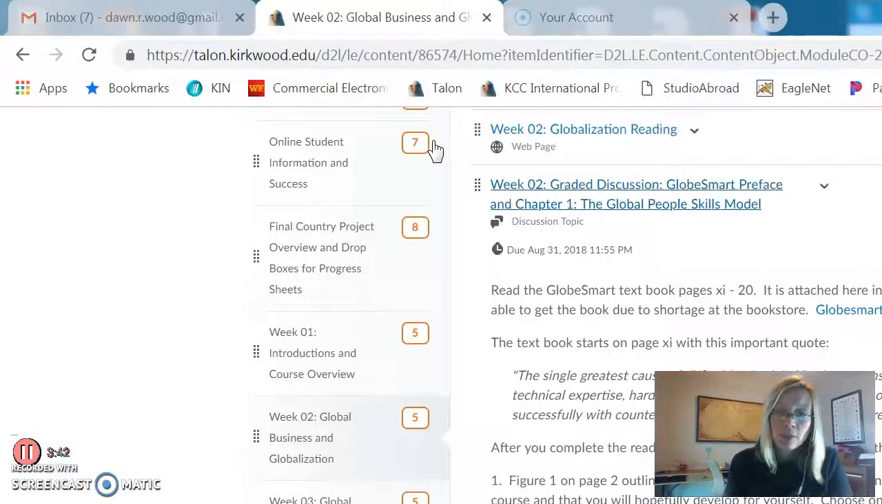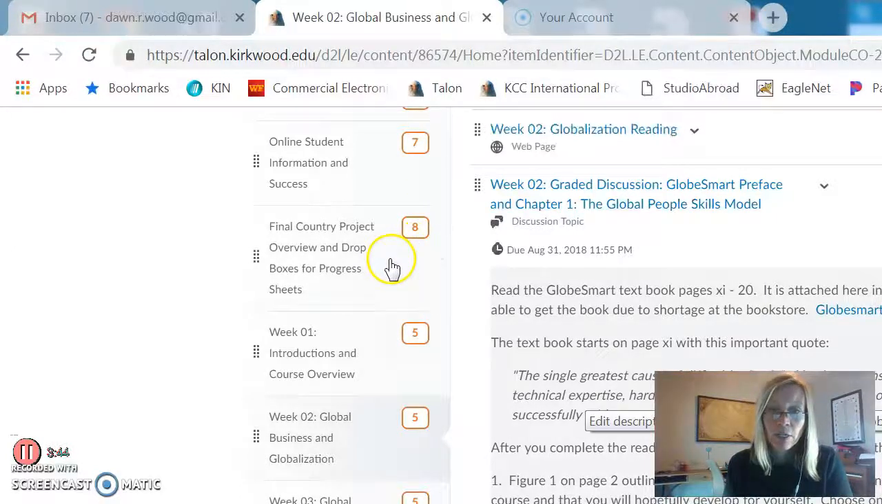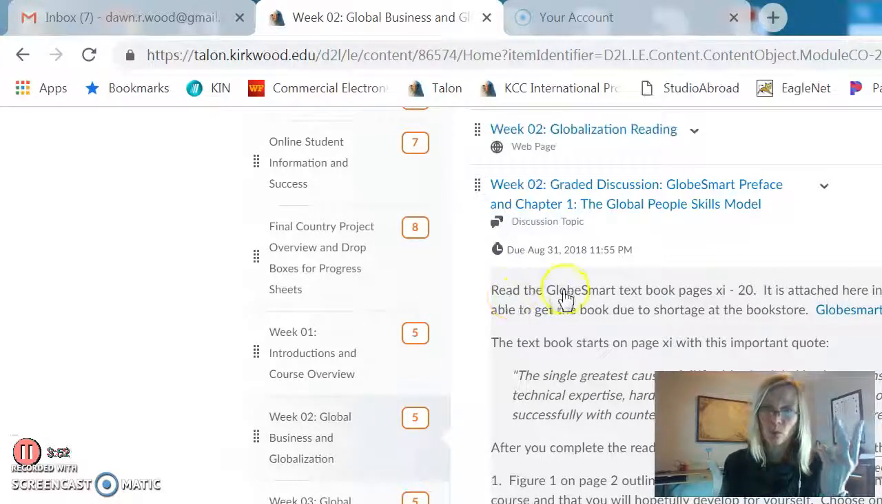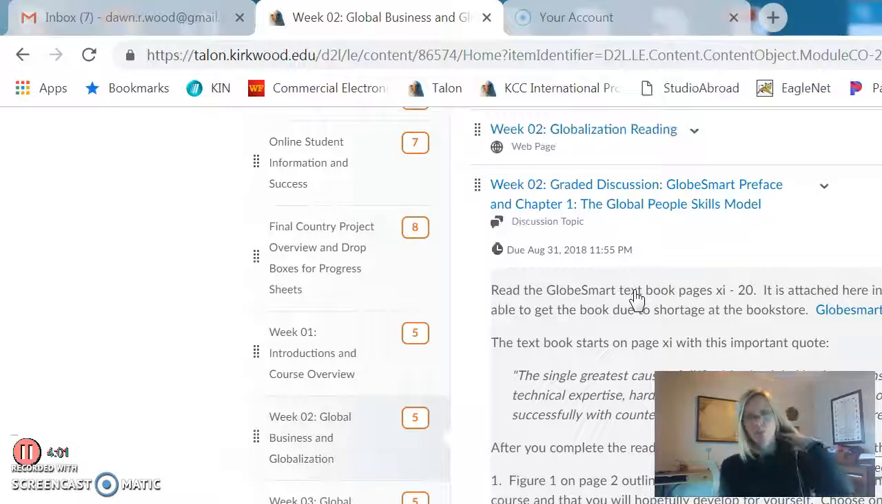I like the quote that I placed in the assignment: the single greatest cause of difficulties in global business is not a lack of technical expertise or hard work or good intentions. The difficulty is really a lack of people skills for relating successfully with counterparts from other countries and cultures. People just don't have the skills to interact with people from other cultures, and that's what I'm trying to give you in this course: some opening to practice that and also an understanding of what that might entail.